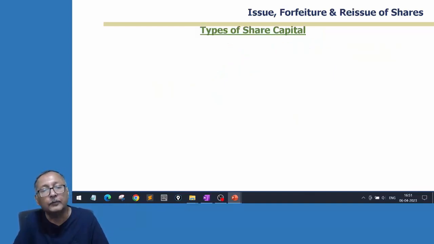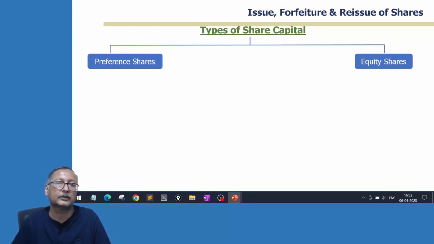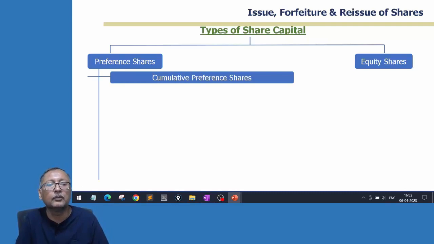Now let us understand the types of share capital. Usually we know two types of share capital, that is preference share capital and equity share capital. Equity share capital is something the promoters first created. But preference share capital is a kind of fixed dividend bearing capital, where a certain fixed rate of dividend will be there. That is called preference share capital. The preference share capital has a couple of different categories. The most common is cumulative preference share. In India, if not otherwise stated, it will be considered a cumulative preference share.